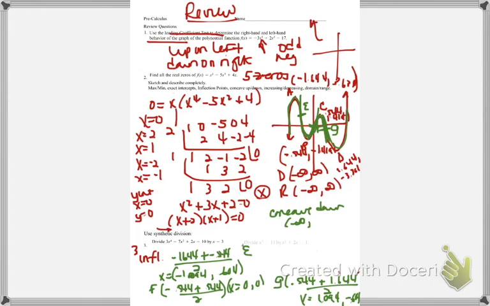From negative infinity to the x value of that inflection point, negative 1.094, then you're going to concave up from negative 1.094 to 0. Then you're going to turn again and concave down from 0 to 1.094. And you're going to turn again and concave up from 1.094 to infinity. And that gives us all of our parts for this one.